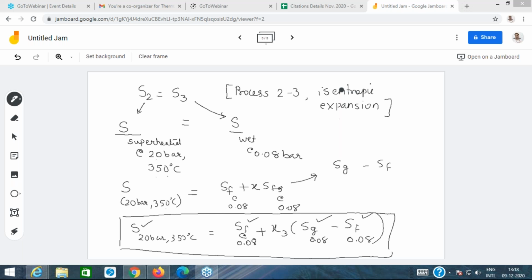So now let us write down these values, Sf, Sfg, and calculate the value of x3. The value of Sf at 0.08 bar, if you look at the values, is 0.593. Sometimes the steam table directly has the values of Sfg, but if you don't have the value of Sfg directly, then you need to do the subtraction Sg minus Sf. So I have the value, so I would directly write the value of Sfg as 7.636.